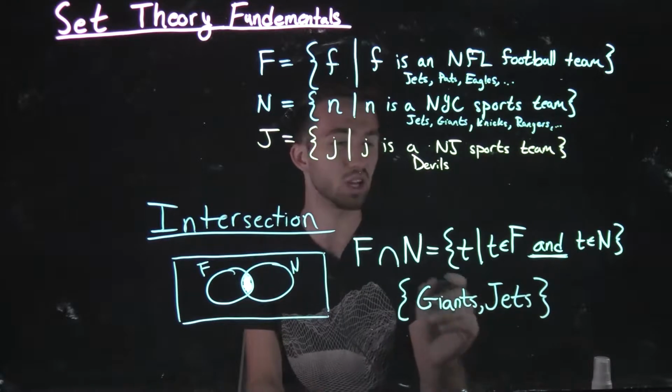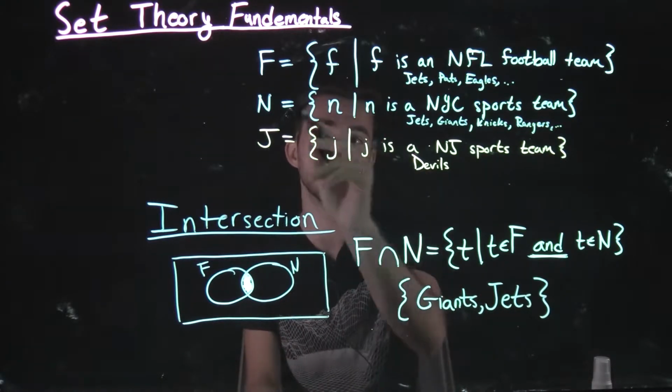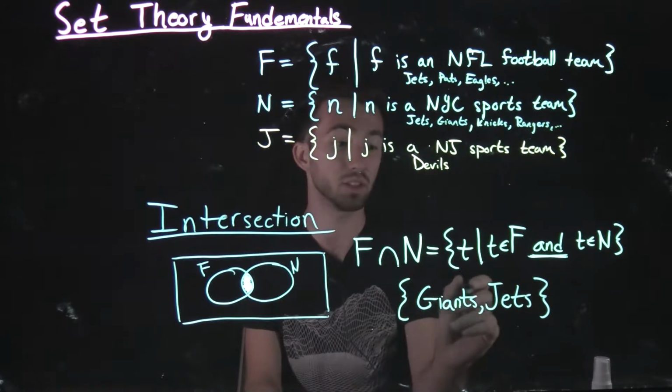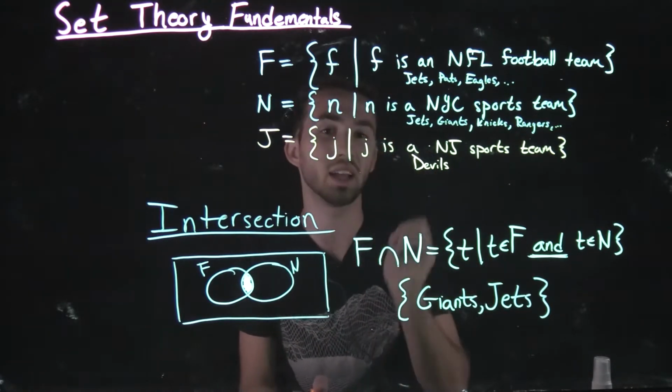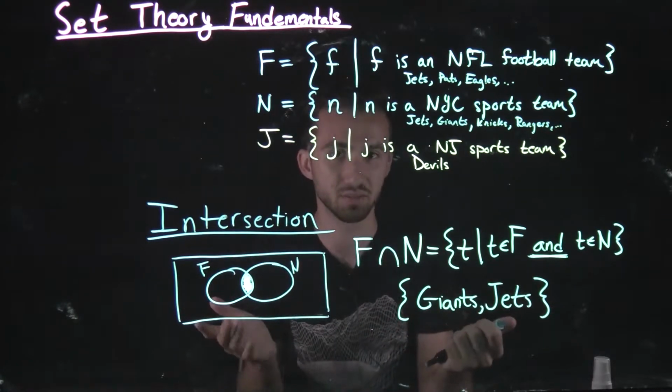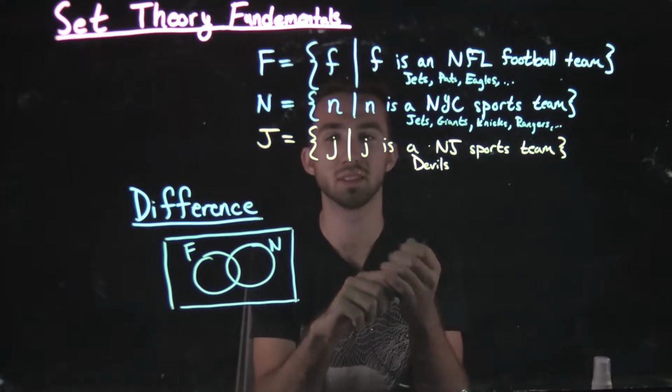Because the Giants and the Jets are both New York City sports teams, they're in N. And the Giants and the Jets are also football teams, so they're inside F as well. And that's our intersection. Moving on to our next operation, we have set differences.